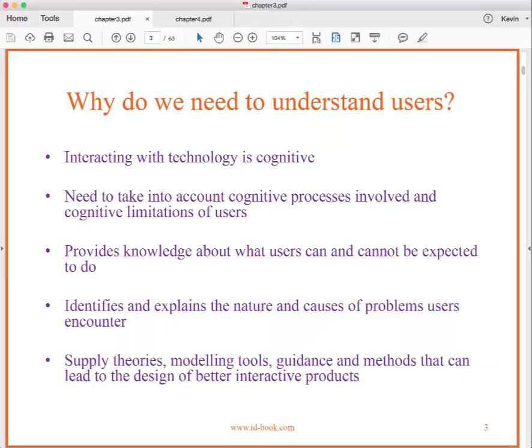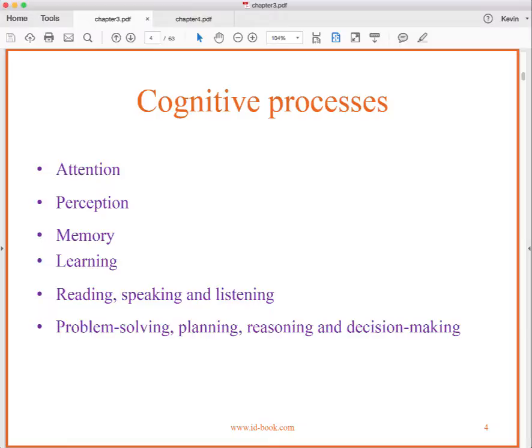So we're going to begin by taking the cognitive processes and dividing them up in a way that's going to help us to go through them. So the cognitive processes, according to this taxonomy that we're going to use, are attention, perception, memory, learning, reading, speaking, and listening, problem solving, planning, reasoning, and decision making. Okay, and so we're going to separate those out and attack them in due course.